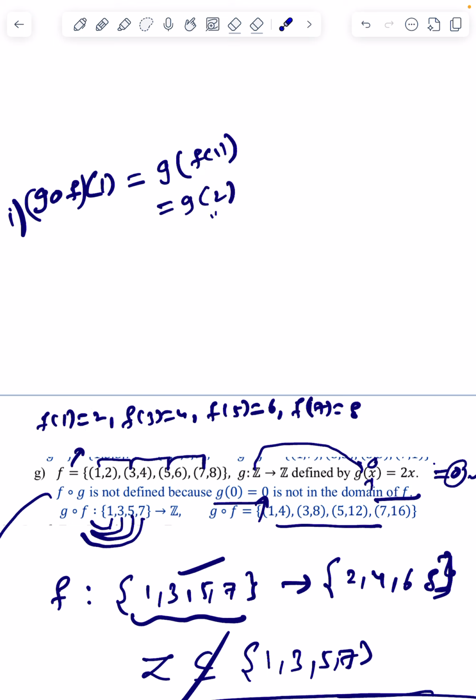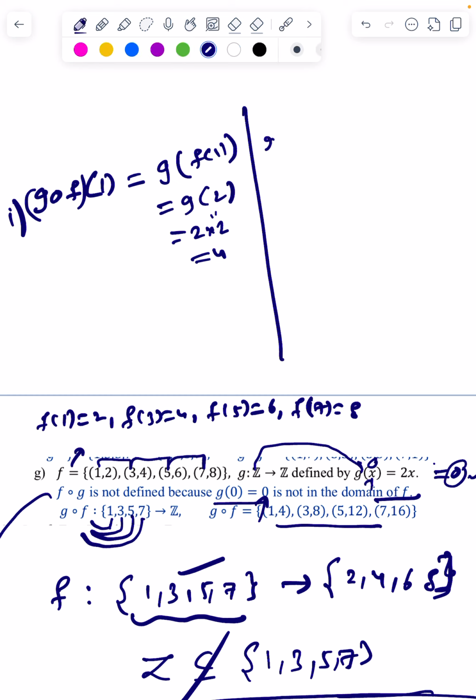How can you put g of 2 now? We can find g of 2 from the given rule. In place of x you put 2 on the right side. So 2 into 2, this is 4. Okay? That's why for g circle f of 1, the output is 1 comma 4, our required ordered pair. Now in this way you can find the 4 values.